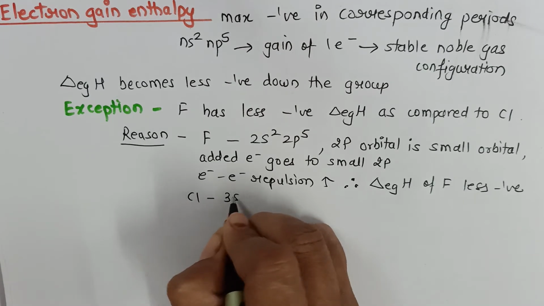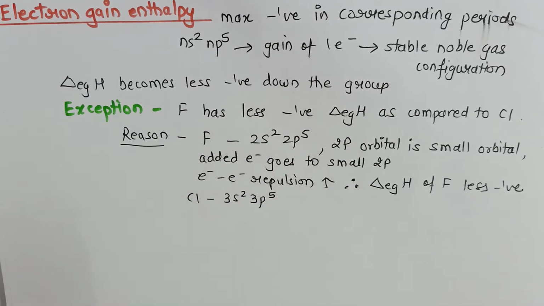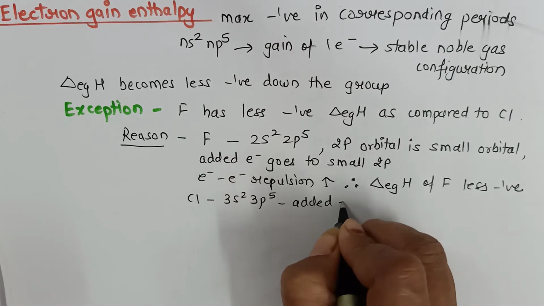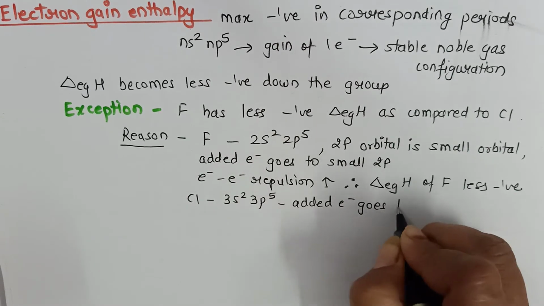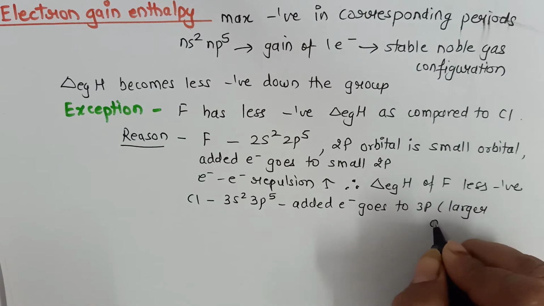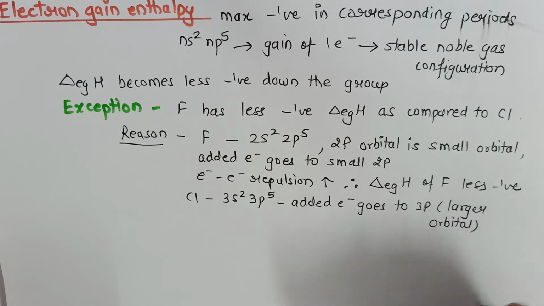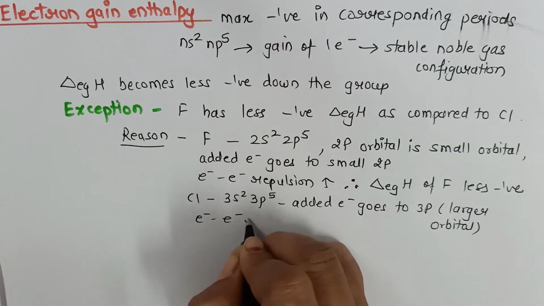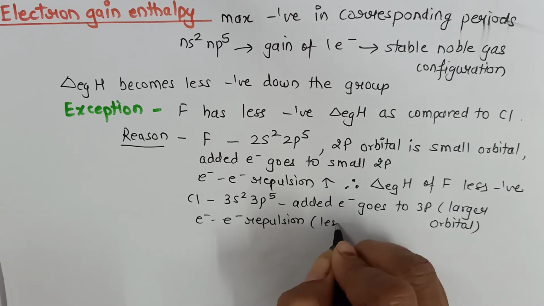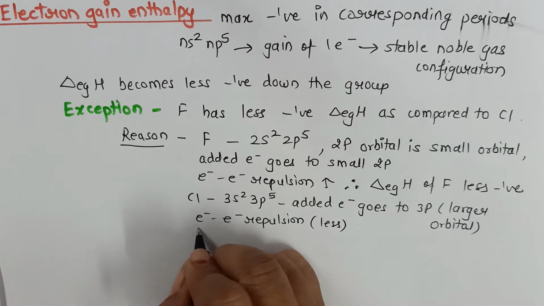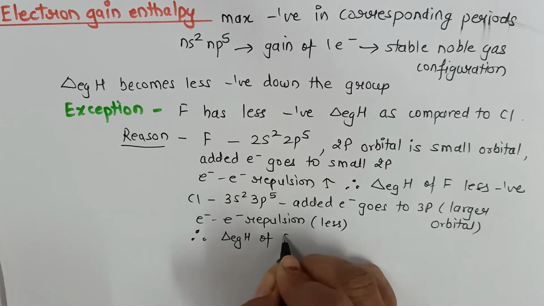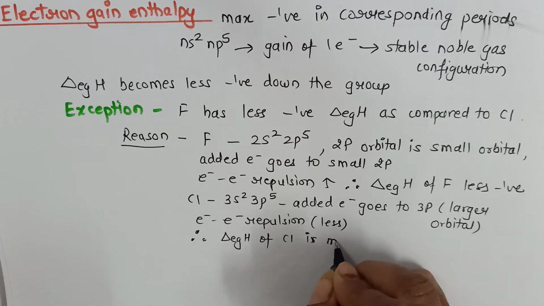Chlorine, on the other hand, has the configuration 3s2 3p5. So the added electron goes to 3p, which is a comparatively larger orbital. So electron repulsion will be comparatively less, and therefore the electron gain enthalpy of chlorine is comparatively more negative.